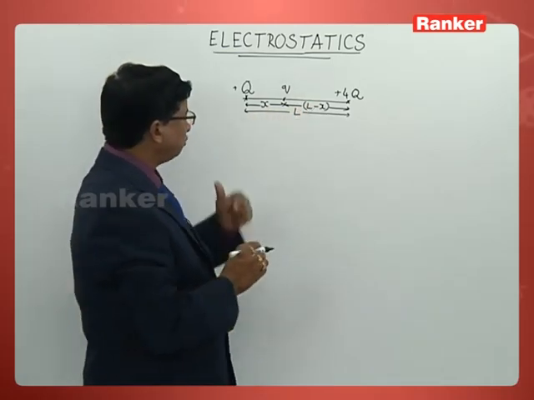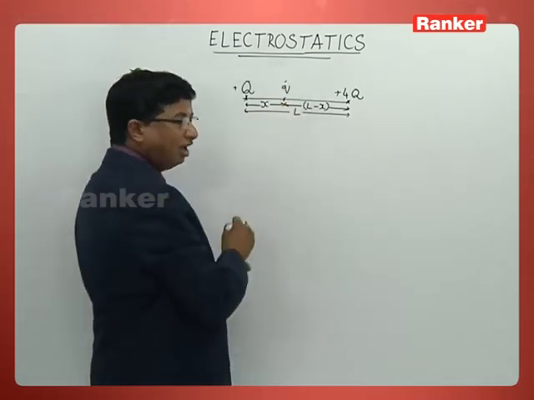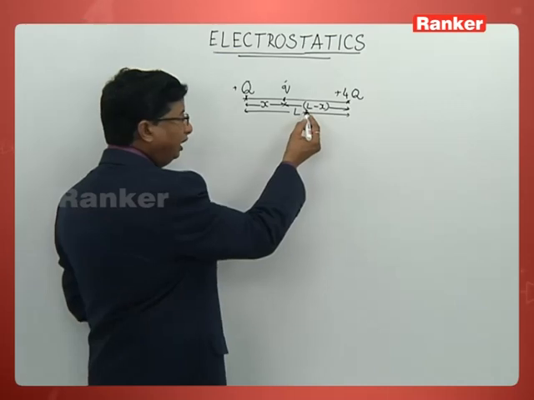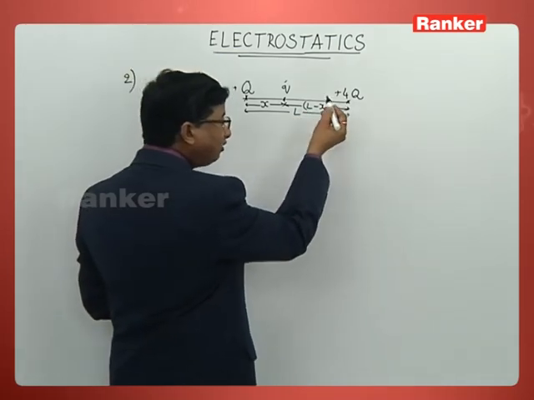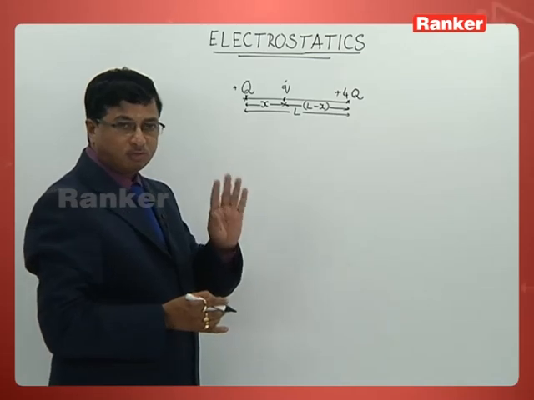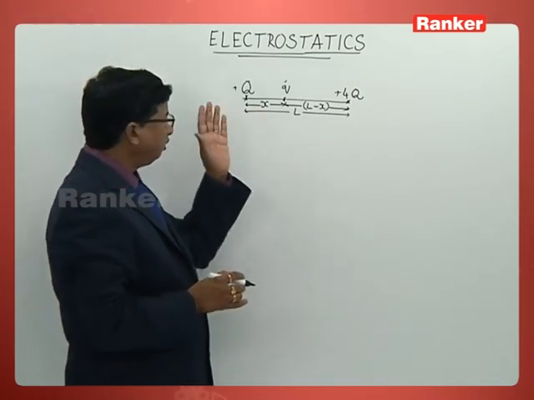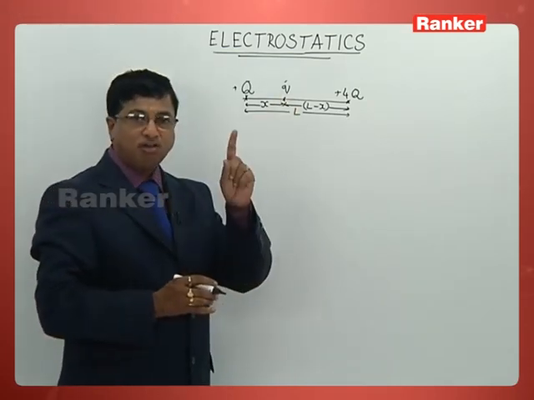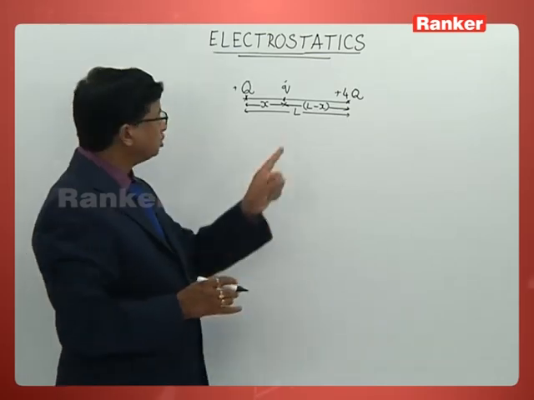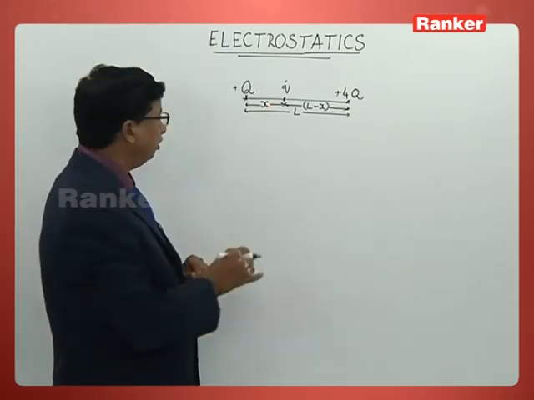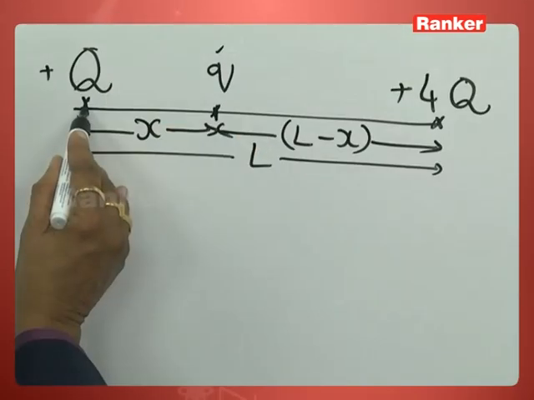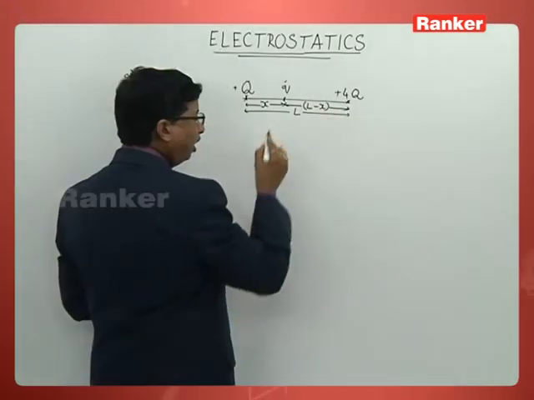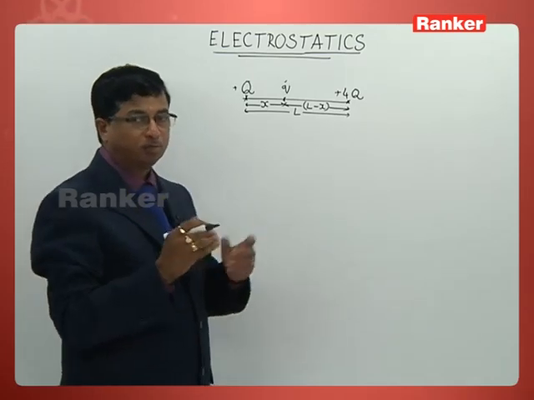So when you just look at this one, this is the charge that is to be calculated and it is at a distance x from the first charge, that is capital Q, and L minus x distance from the second charge, that is plus 4q charge. So let us start this way. First of all, this particular charge should be in equilibrium. When I talk about small q being in equilibrium, what is the condition? The force between these two and the force between these two are supposed to be equal and opposite.